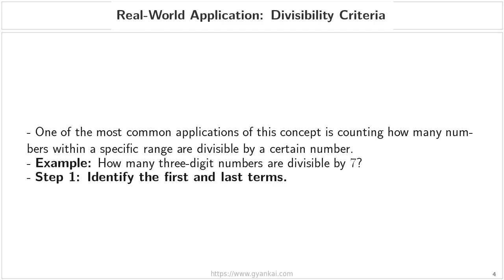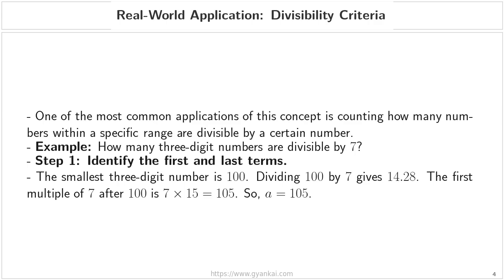Now, be careful here. This is where many students make mistakes. We aren't just looking for the boundaries of three-digit numbers, which are 100 and 999. Instead, we need the first and last numbers that are actually divisible by 7. Let's find the first term, which we call a. The smallest three-digit number is 100. If we divide 100 by 7, we get 14.28. This tells us that 14 is not enough, so the next whole multiple must be 15. If we multiply 7 by 15, we get 105. So our first term, a, is 105.